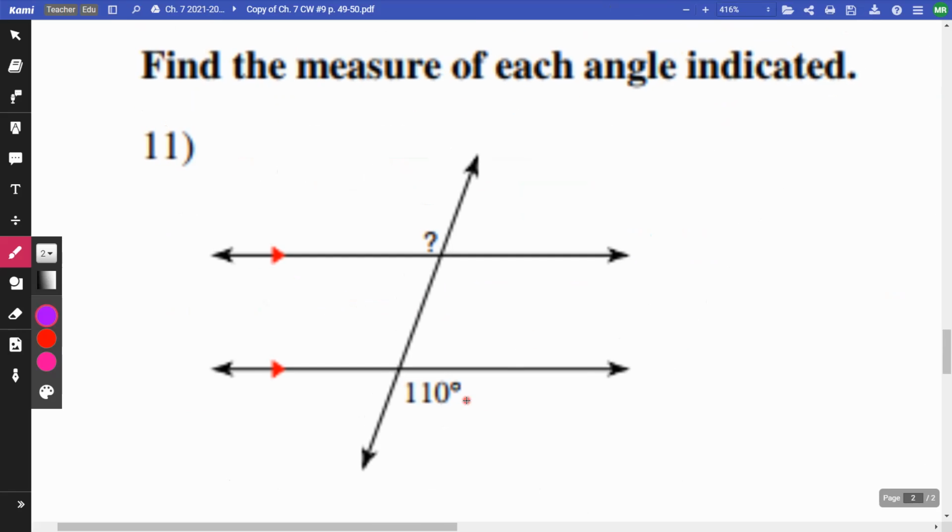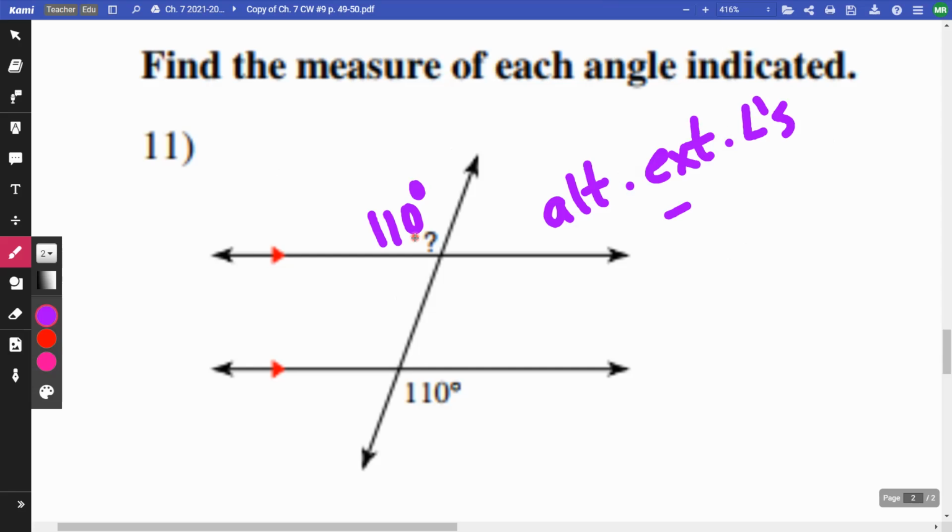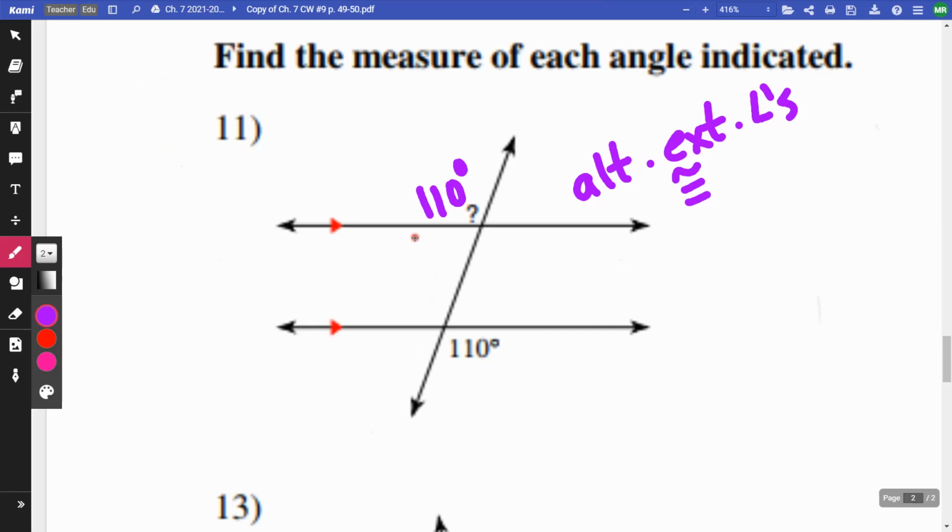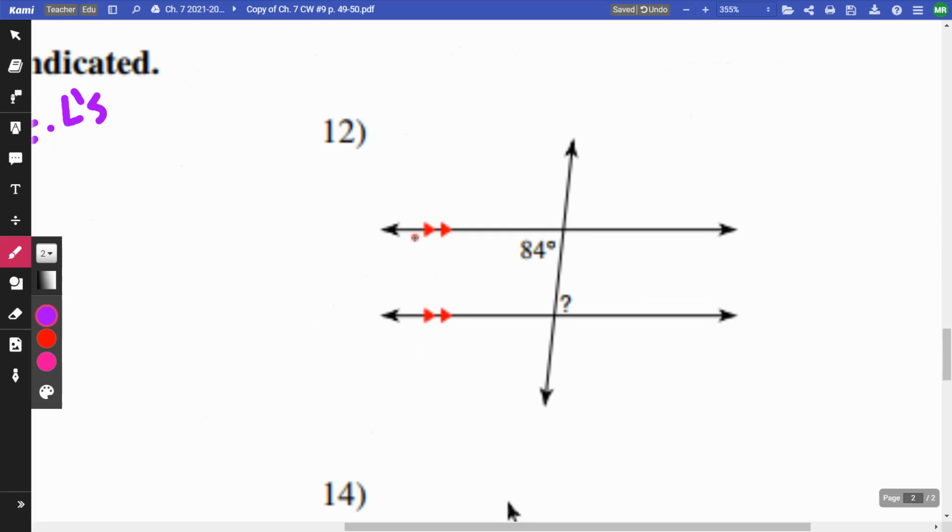So 110, and this one here, this is also going to be 110 because of alternate, I'm going to abbreviate, exterior, these are exterior. They're on the outside. Exterior angles are congruent. On 12, 84, and this is also 84. And these are alternate interior angles, which are congruent. So alternate interior angles are congruent.